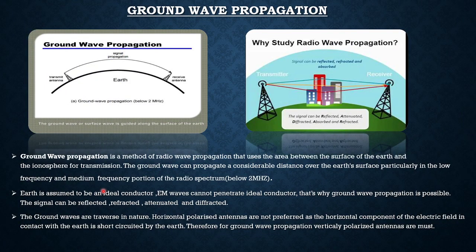Ground wave propagation. Ground wave propagation is a method of radio wave propagation that uses the area between the surface of the earth and the ionosphere for transmission. The ground wave can propagate a considerable distance over the earth's surface, particularly in the low frequency and medium frequency portion of the radio spectrum below 2 MHz. Earth is assumed to be an ideal conductor. The EM waves cannot penetrate the ideal conductor.